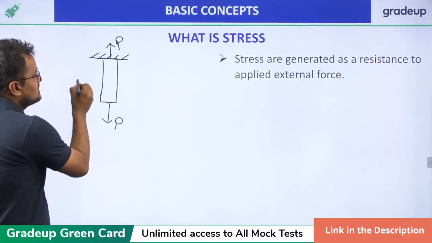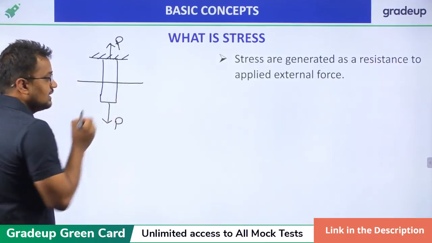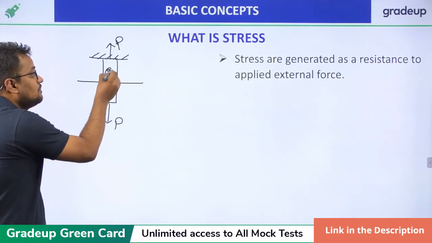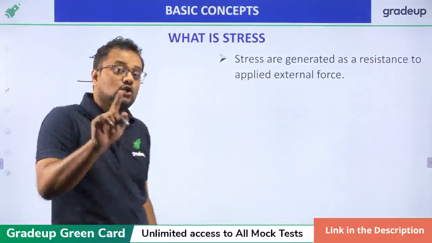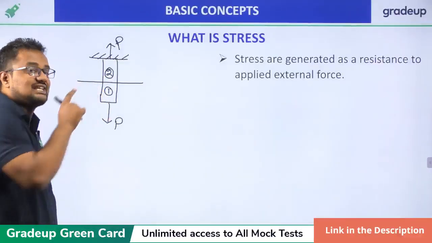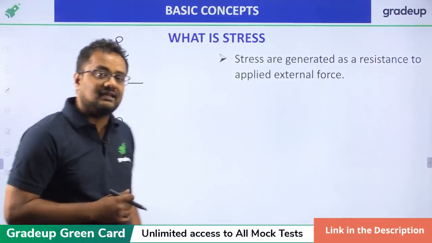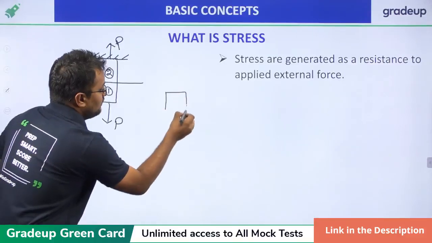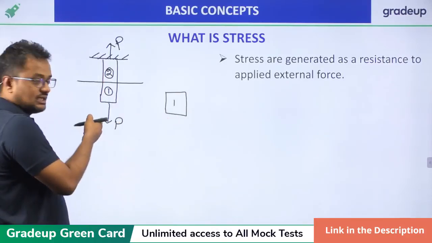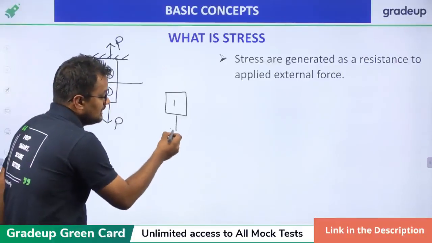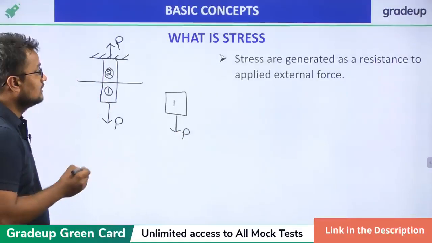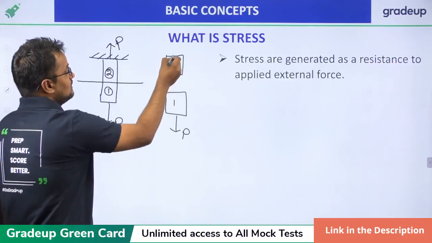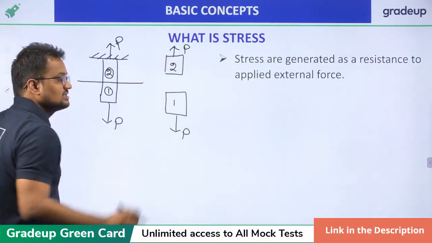Okay, see here, suppose I cut this bar at this section, and I name this as the first part and this as the second part. Let me show you the first and second parts individually, then you will be better able to analyze what stress is. See here, I'm showing the first bar here, and on the first bar you can see this P force is acting. Now I'm showing the second bar here, and on the second bar this P force is acting, that is the support reaction.